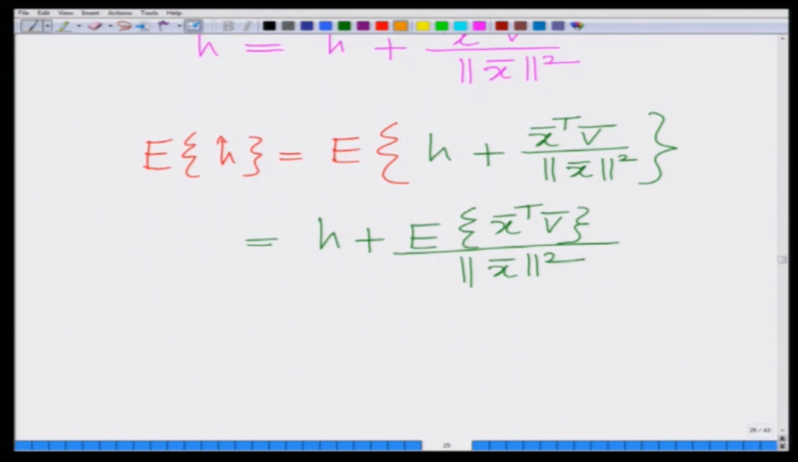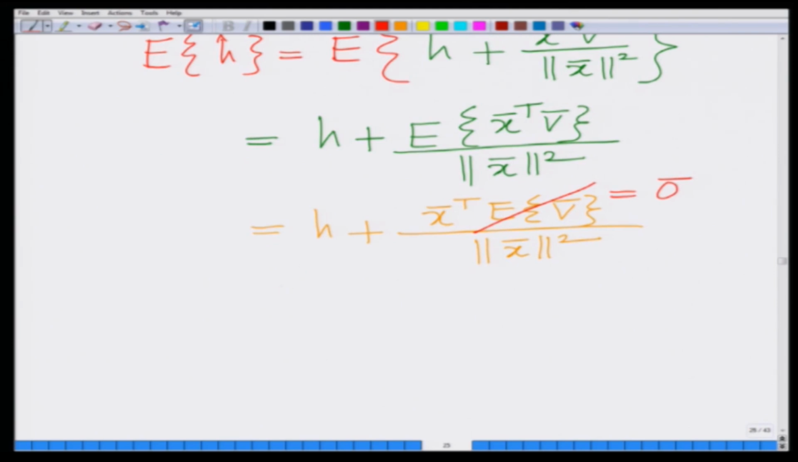Which is equal to h plus x bar transpose expected value of v bar divided by norm x bar square. But now, we have already said that the noise vector is 0 mean. So, this quantity is the 0 vector. So, x bar transpose 0 bar is nothing but 0. So, I have net a very interesting property, that is expected value of h hat equals h plus 0, which is equal to h.